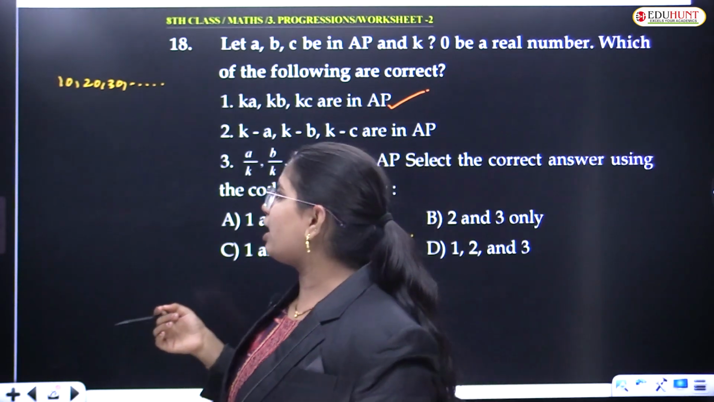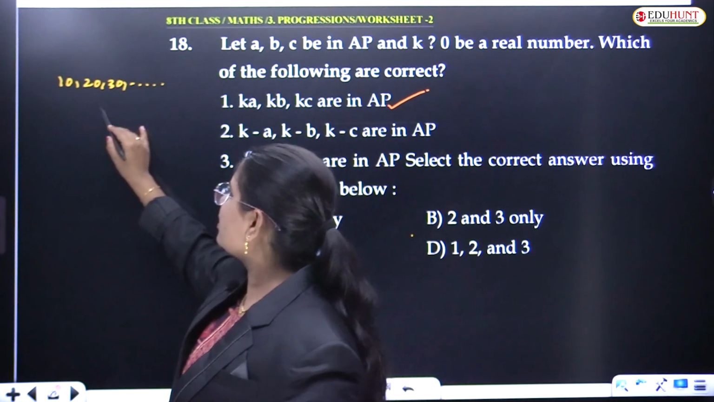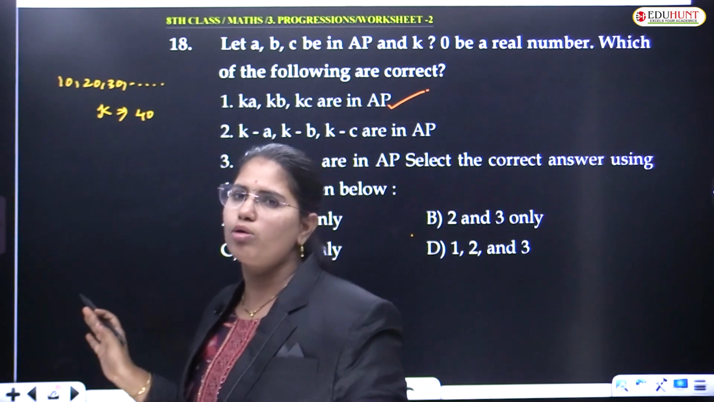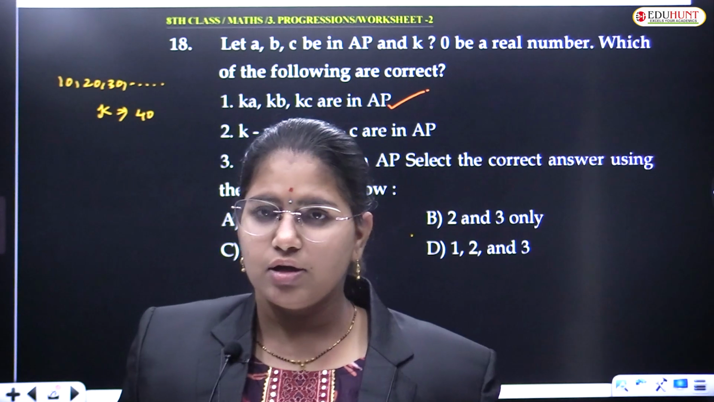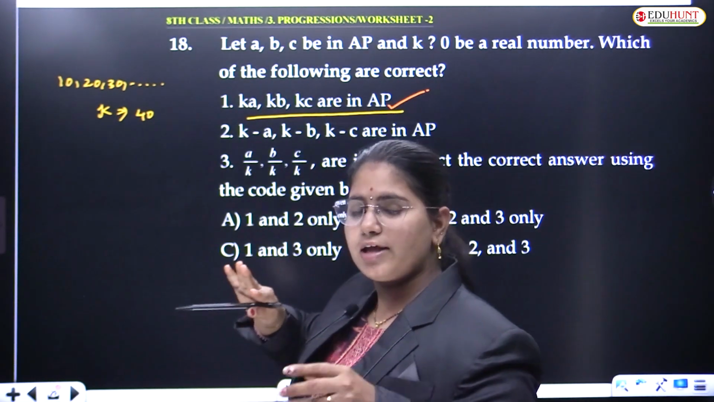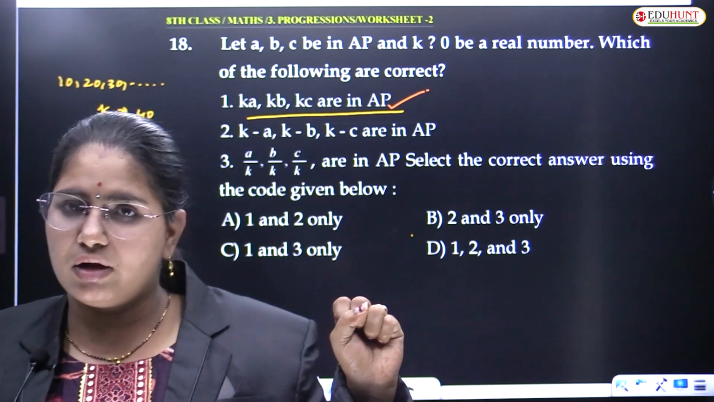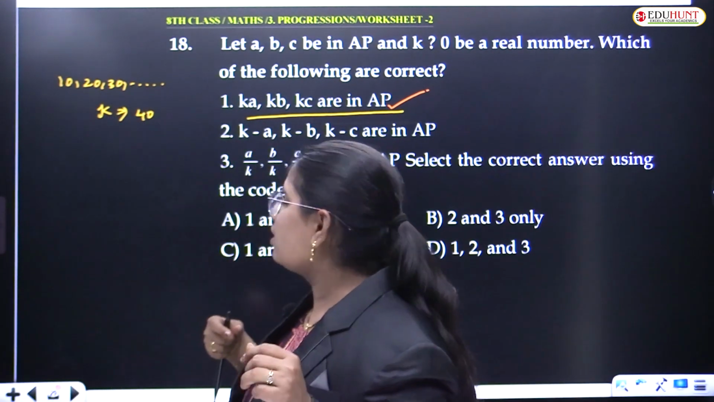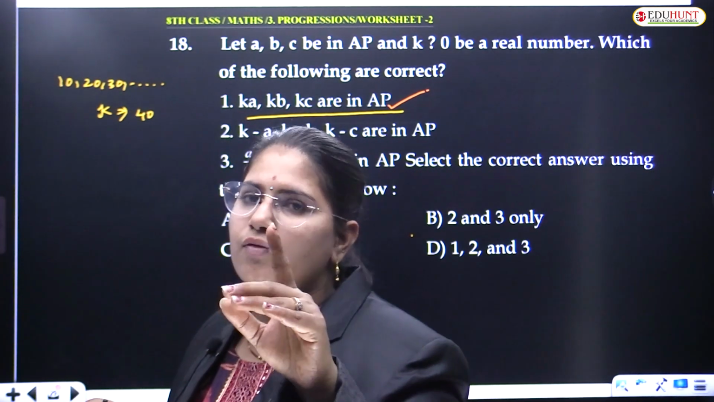So I need to take such a K. K is any real number. So let me take the K value equal to 40. I'm just elaborating with a normal example. So what is the first statement they are asking? If ABC are terms in AP, and K is any real number, I have taken 40, that is a real number, then we get KA, KB, KC are also the terms of an AP.